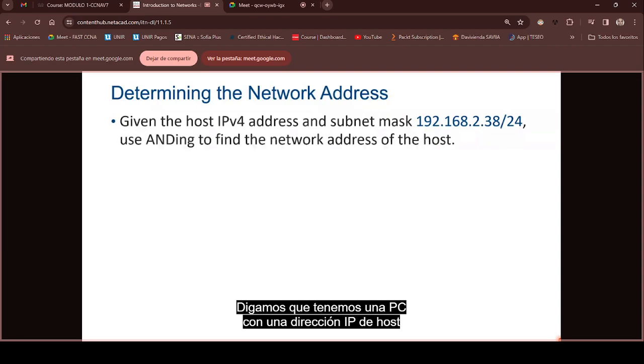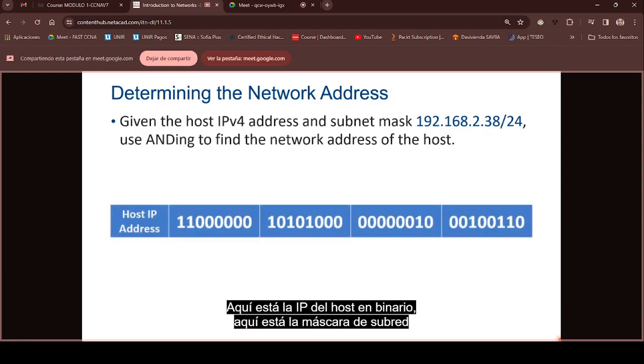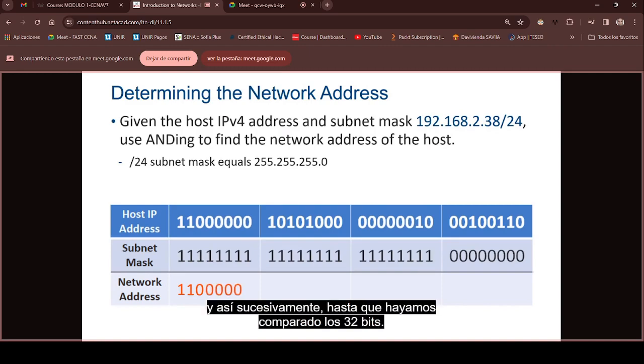Let's take a look at an example. Let's say we have a PC with a host IP address and a subnet mask of 192.168.2.38/24, and we'll use ANDing to find the network address of the host. Here's the host IP in binary. Here's the subnet mask in binary. If we compare them bit for bit, we can see that a 1 and a 1 results in a 1, a 0 and a 1 results in a 0, and so on until we have compared all 32 bits.